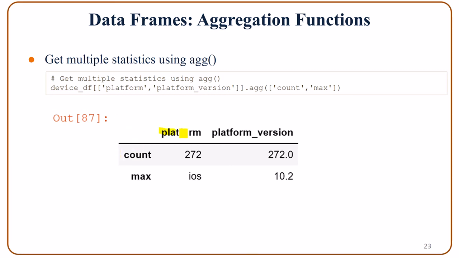So this is what we have. We have the two selected columns and the two statistics that were given to the AGG method.